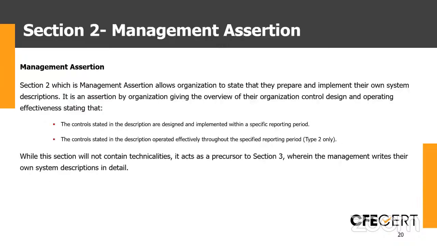Next we have is the management assertion. It allows them to state that they prepare and implement their own system descriptions. It is an assertion by the organization giving the overview of their organization control design and operating effectiveness. The key statements or commitments are that controls are designed and implemented within a specific period, and the description operated effectively throughout the specified period.